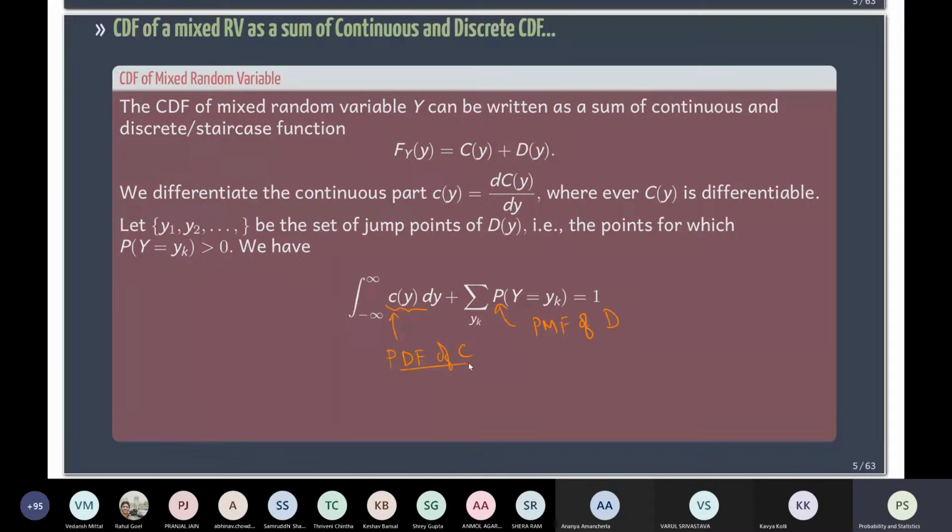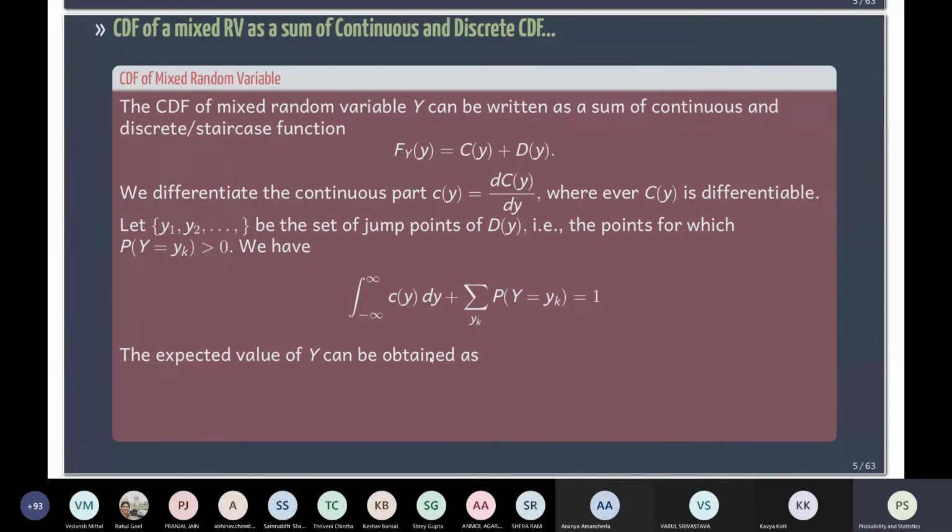So again, as usual, we would verify: if it was fully continuous, then we know that the PDF integrates to 1. And in the discrete case, the PMF sums to 1. So these were the individual cases. And then in the mixed case, what we are expecting is something like this: all possible jump points there, plus the sum of the remaining continuous part, and then they should add up to 1. So that's the mixed case.